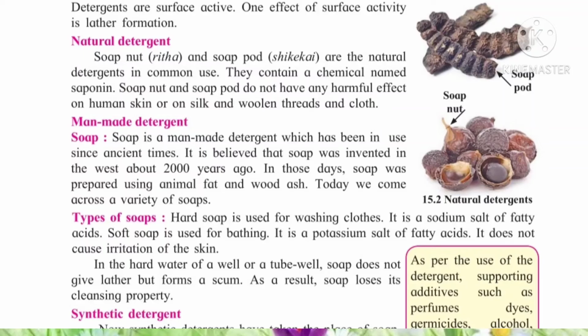Now again some types are there. See, hard soap is used for washing clothes. Just now I said there are different varieties of soaps for washing cloth and for body washing. Hard soap is used for washing cloth. It is a sodium salt of fatty acid. While soft soap is used for bathing, and in that what is present? Potassium salt of fatty acid. It does not cause irritation of the skin.